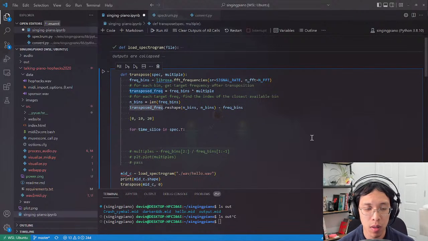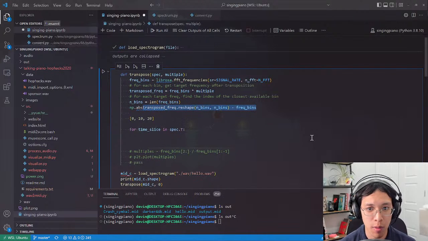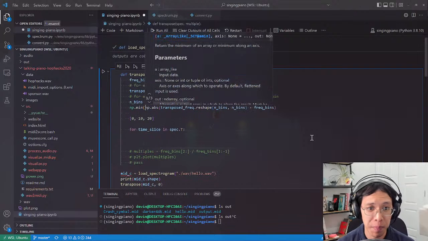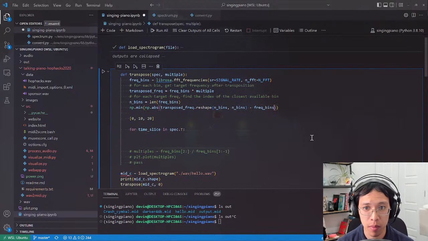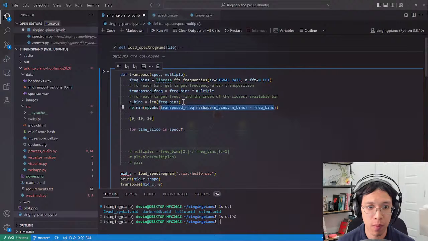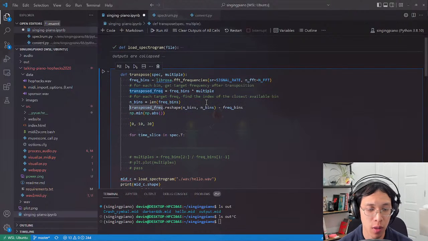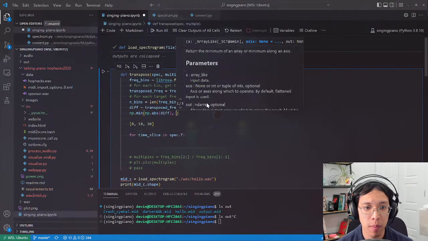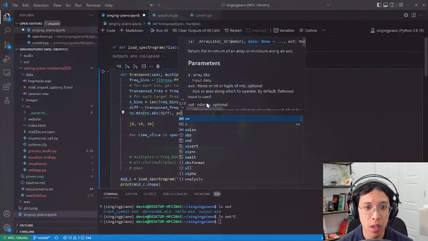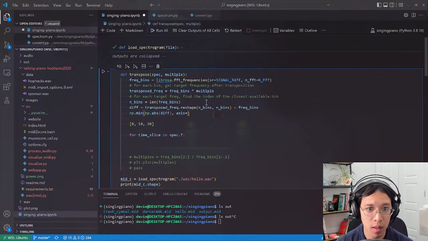So if we do this, we also need the absolute value. And then we need to find the minimum of this whole thing. Maybe it's better if I split it up a bit for clarity. We'll call this diff. And then we're going to take the NumPy min, and we need to specify which axis we're doing this over, because this is 2-dimensional.